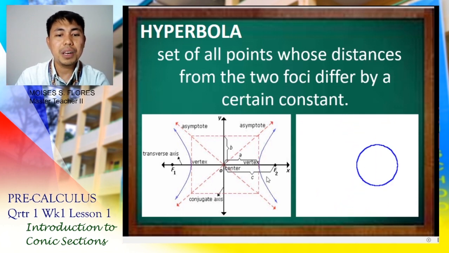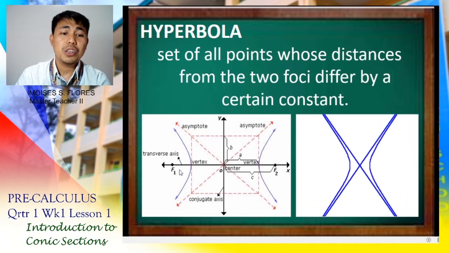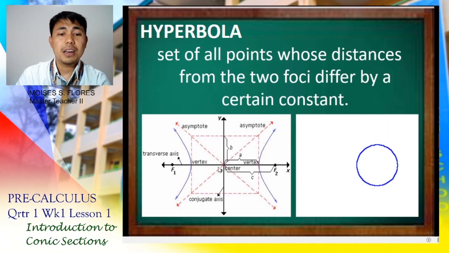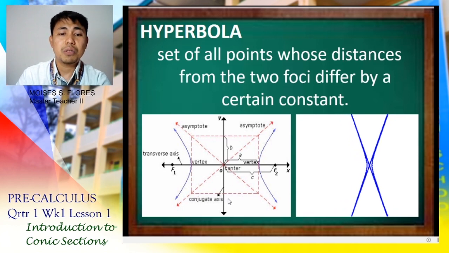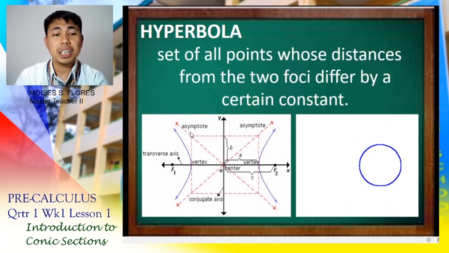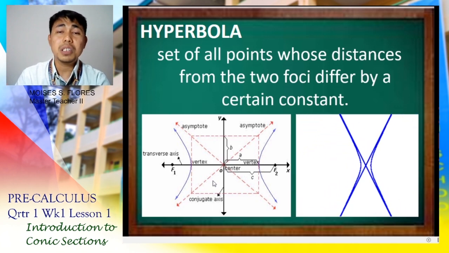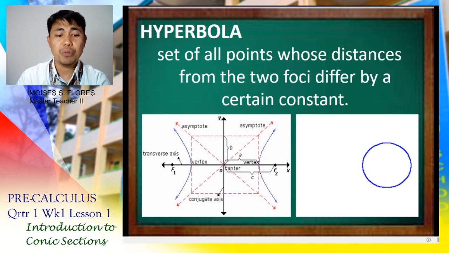We have other terms here. We have the transverse axis, where your foci and vertices lie. Also your conjugate axis, where the ends of the minor axis are located. And of course, another term is the asymptote. Again, don't worry, for all these terms will be formally discussed in our discussion of the hyperbola.